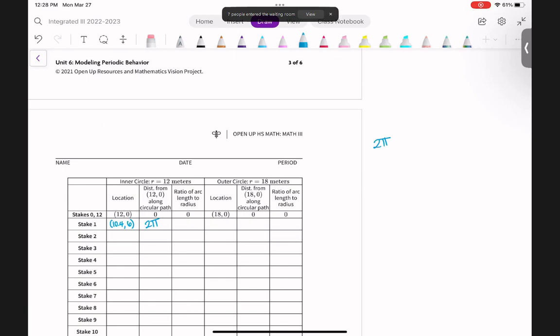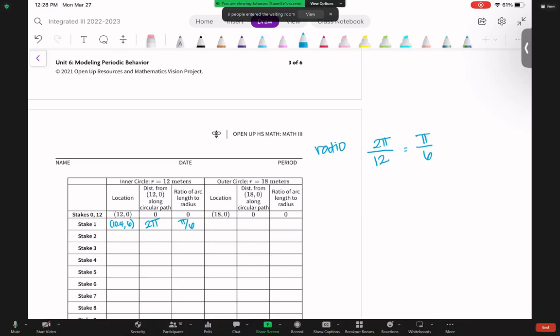So we go 2 pi, ratio of arc length to radius. So the ratio of arc length, that's 2 pi, to the radius, which is 12. So this is the ratio. This is the arc length, and we just divide and we get pi over 6, which is really important. So we're learning this thing called radians. You will get used to it.